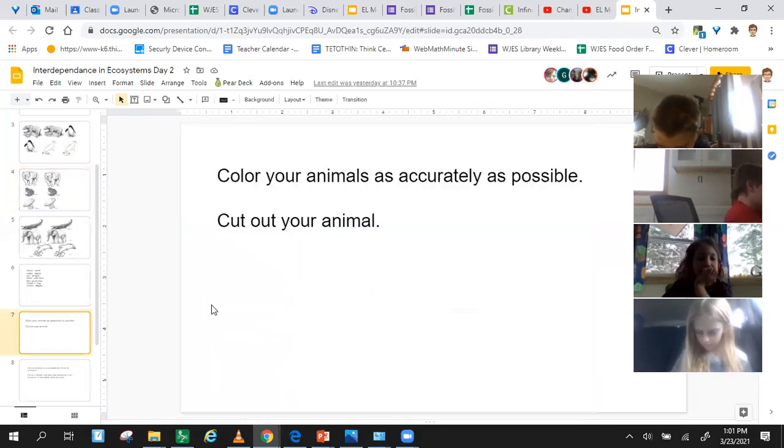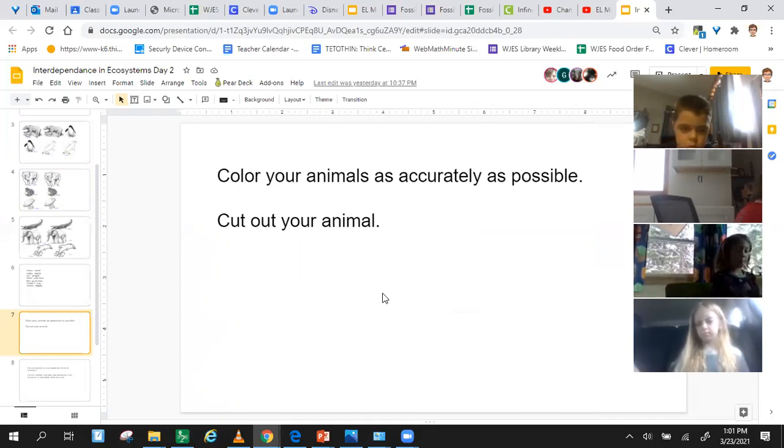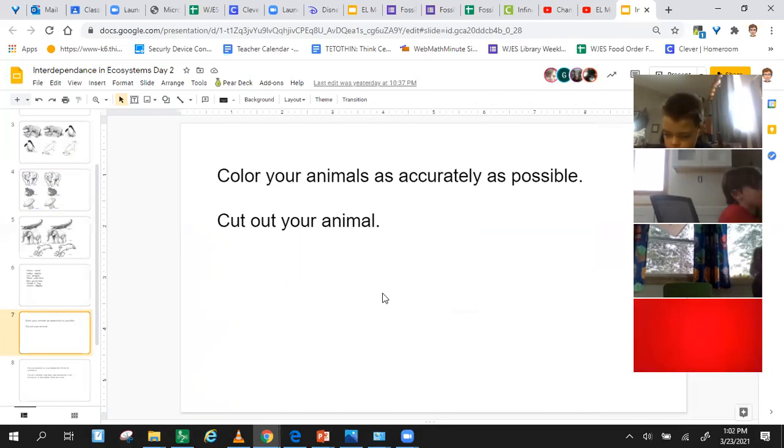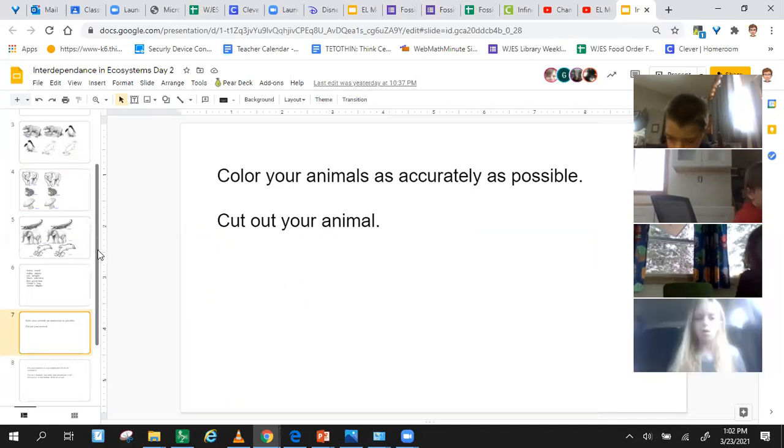We are on this section here. Color your animals as accurately as possible and then cut out your animal. Shh, Mr. Penn, we're not talking, we're working. Once you're finished, you can make sure that your paper gets in the recycle or the trash can. Your leftover one, yeah. There you go. Well done.